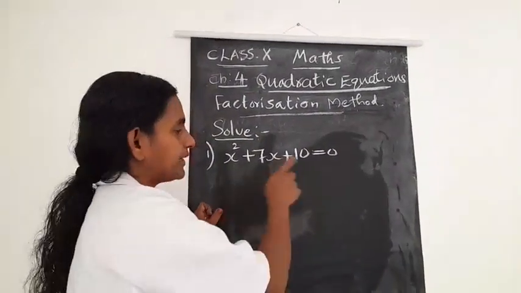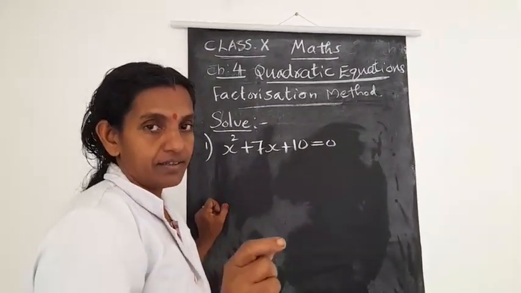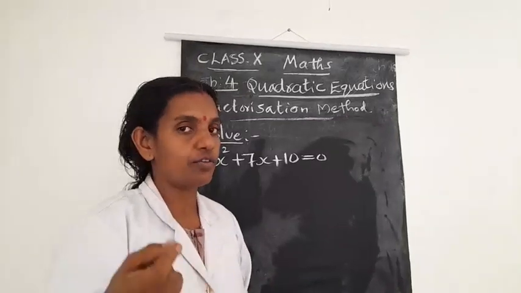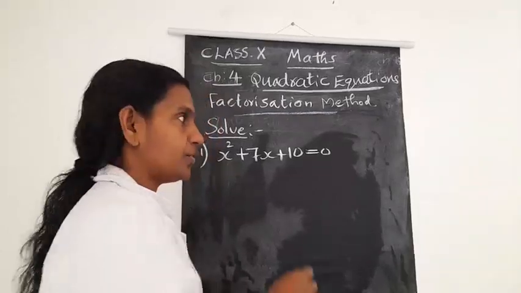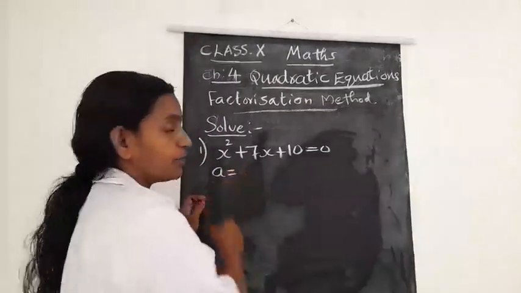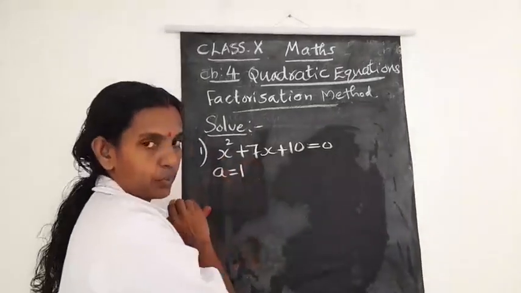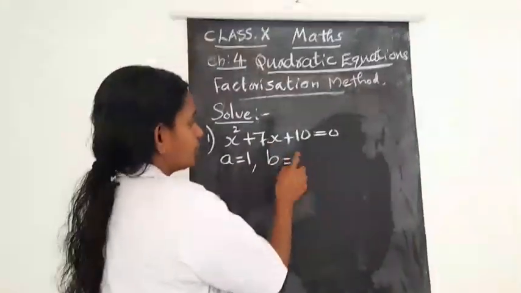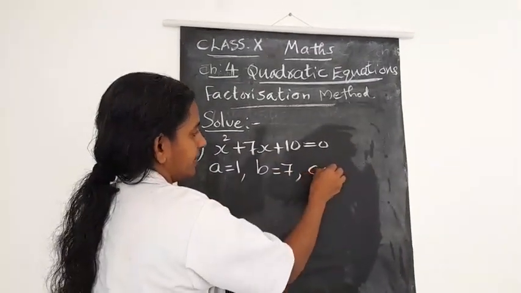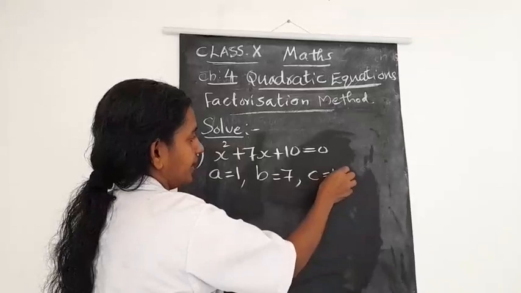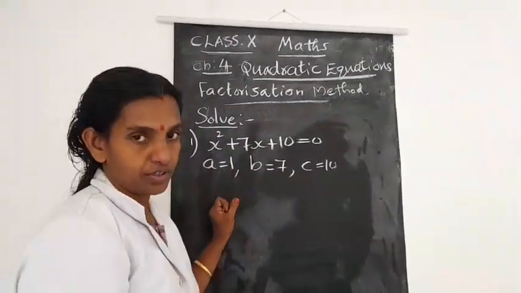After getting the equation, you have to write the values of a, b and c. That is the coefficient of x square, the coefficient of x and the constant term. So we can write first. What is the value of a? The x square term only, here means the coefficient is 1. Now b equal to the coefficient of x, that is 7. Then c, the constant term, that is 10. Okay, so the values of a, b and c you got.